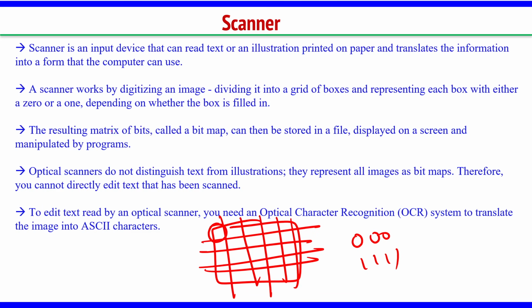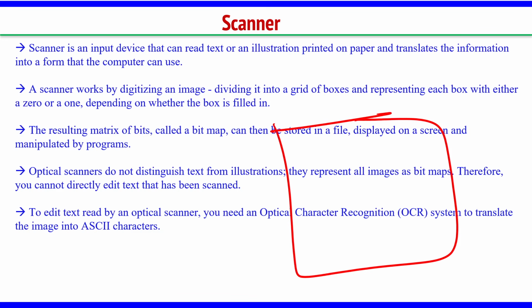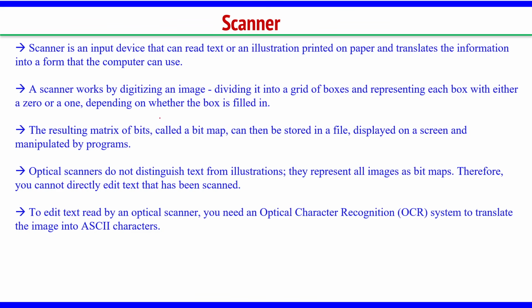The resulting matrix of bits is called a bitmap. Let's say in your certificate, this is your photo. Your face will be somewhere here and then this will be your body. This will be white and this will be white, no background. So this part will be all zeros. Where there is some contrast, there will be some zeros and ones like this. The resulting matrix of bits is called a bitmap.